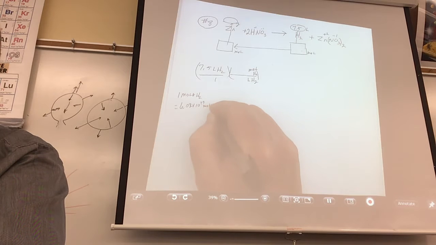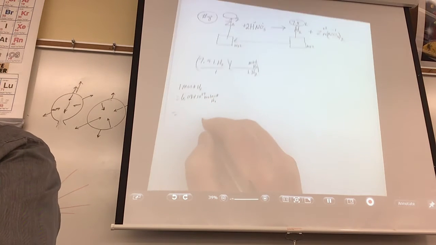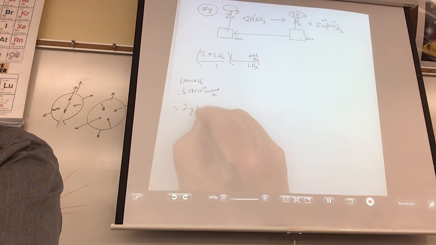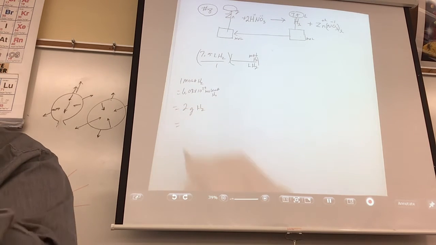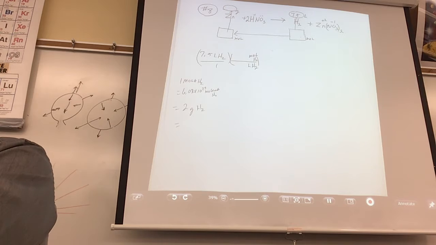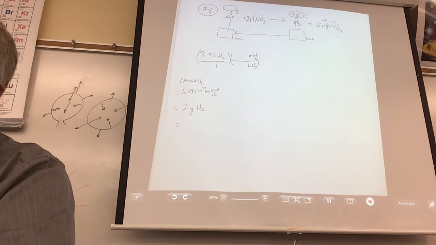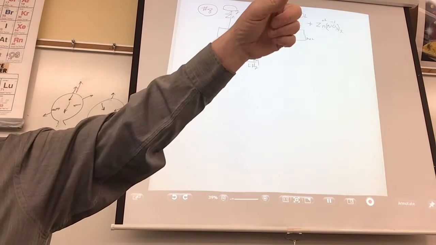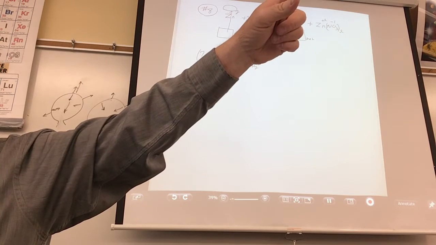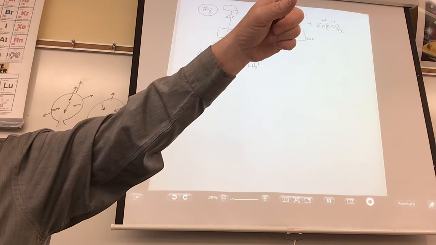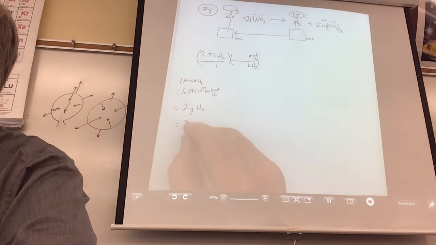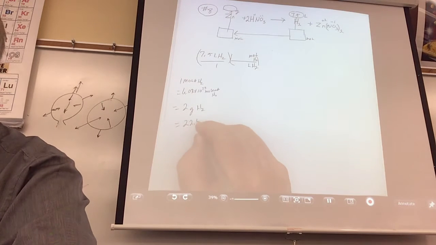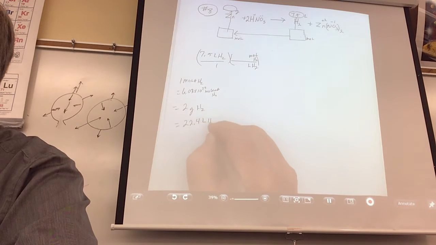Molecules equals what? Yes. And we learned something new yesterday. A gas at standard temperature and pressure, 1 mole of any gas takes up how much space? Right there. That's the new thing from yesterday, right?